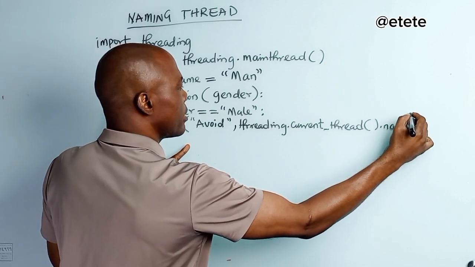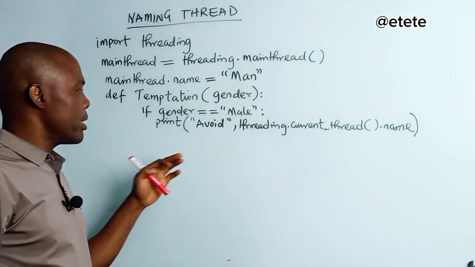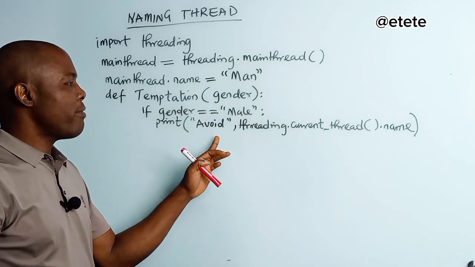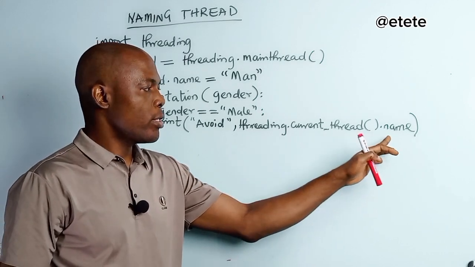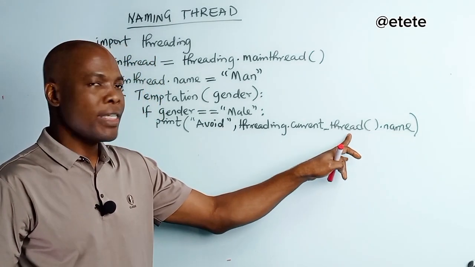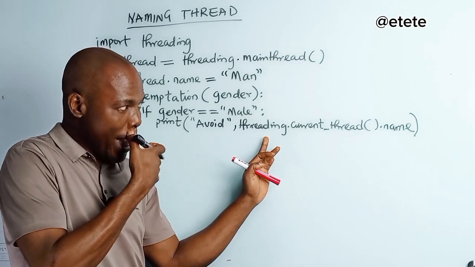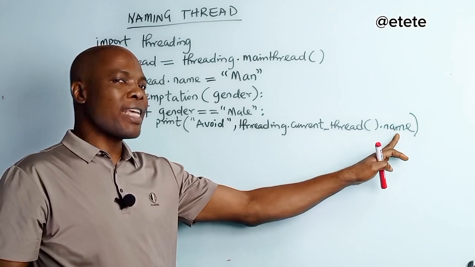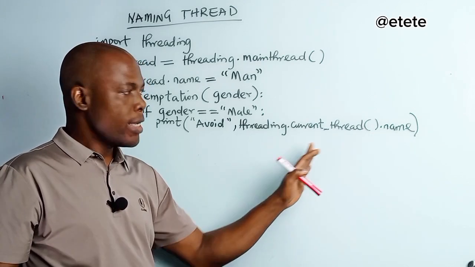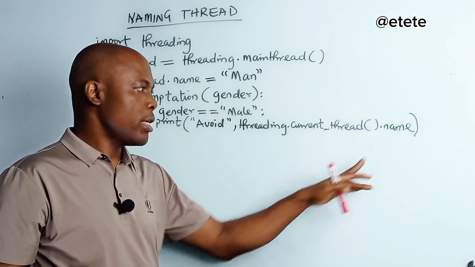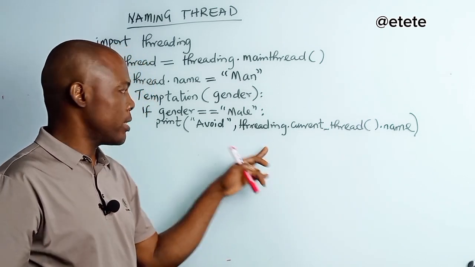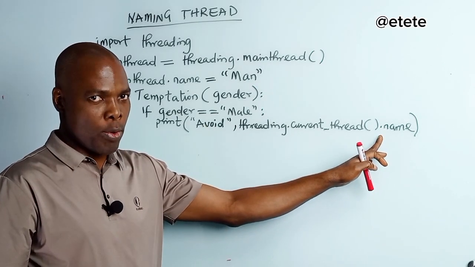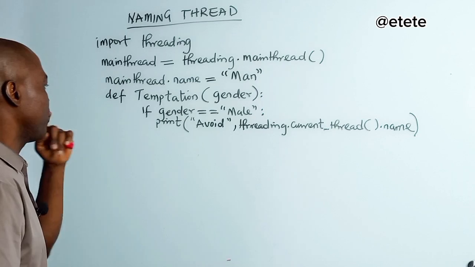Okay, I will explain this. So I am saying that if gender equals male, print avoid threading.current_thread.name. Now, this current_thread is a method inside this threading, right? And this name is an attribute inside it. So I am using this to access the name of what? Of the current thread. Now you will see where I'm actually going to name the thread. So that is the name that will be supplied to this place. So this is a string literal that will be printed out on the screen. So avoid this name that will come here, right? That is what I want to achieve.